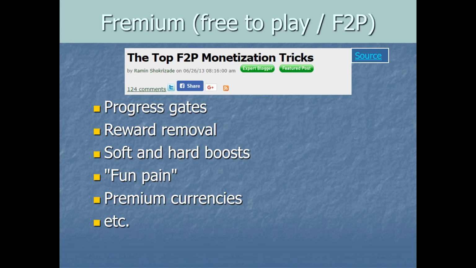So the blog essay that I'm mentioning here at the top, that's from 2013. It lists a lot of the sketchy behavioral tricks and theories that freemium games use to coercively monetize their games. The designers have a bunch of terms for all these tricks, like progress gates and reward removal and soft and hard boosts and fun pain and stuff we saw like premium currencies.